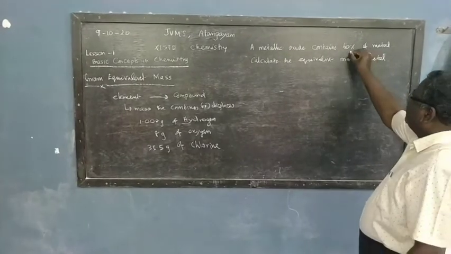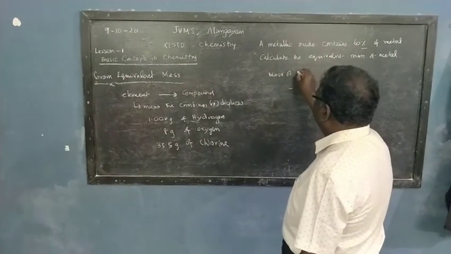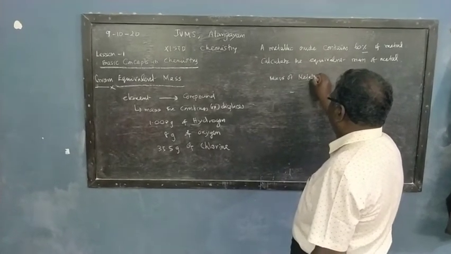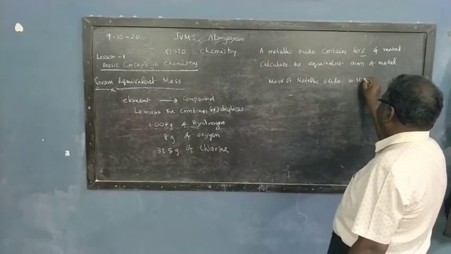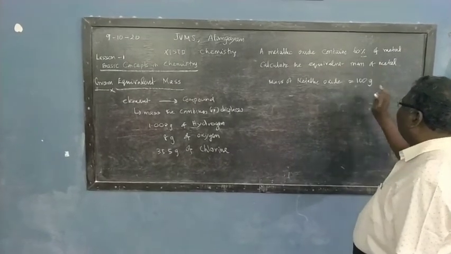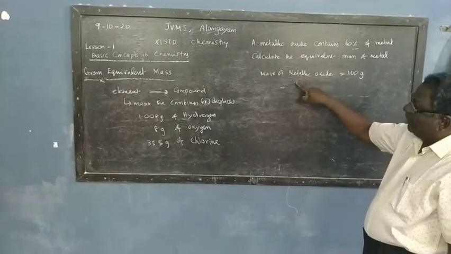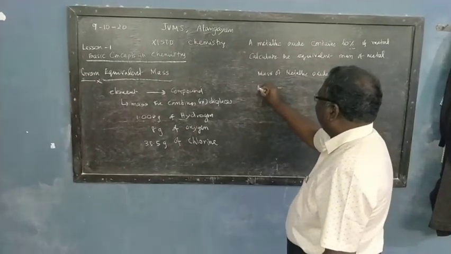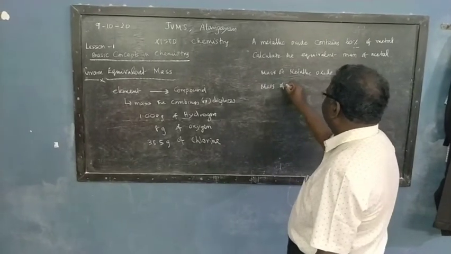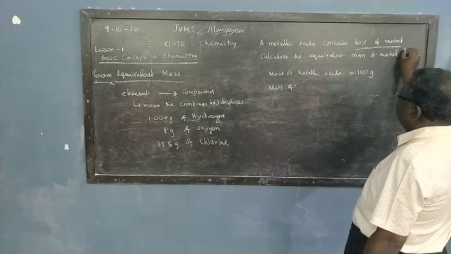So percentage கொடுத்தா என்ன அர்த்தம்? The mass of metallic oxide is equal to 100 grams. So percentage கொடுத்தாவே 100 போட்டுக்கணும். So what is metallic oxide? It has got two elements. Metal இருக்குது, oxygen இருக்குது, right? அதுல from this first statement, the metallic oxide contains 60% of the metal.